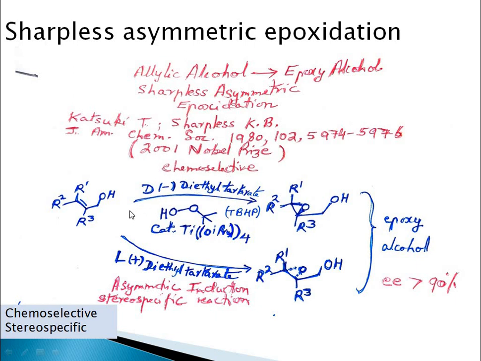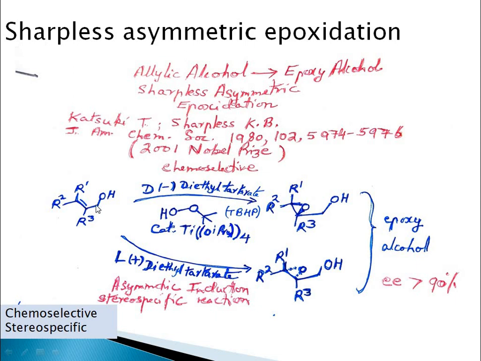And at the same time, it is also stereoselective, and we get enantiomeric excess of more than 90%, that either of the two forms is formed, because now see, this is a double bond, so it will have two faces, the si face or the re face. So we can get an oxygen above this plane of paper or below this plane of paper. Both types of isomers can be formed, and this is highly enantioselective.